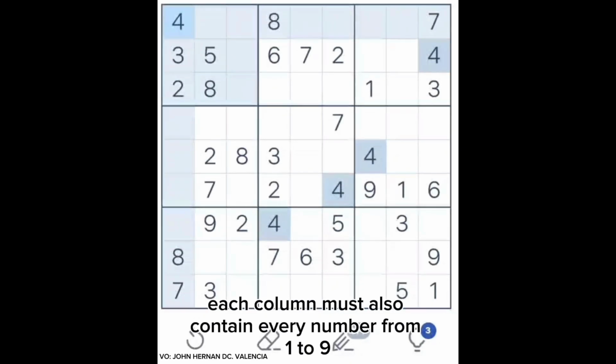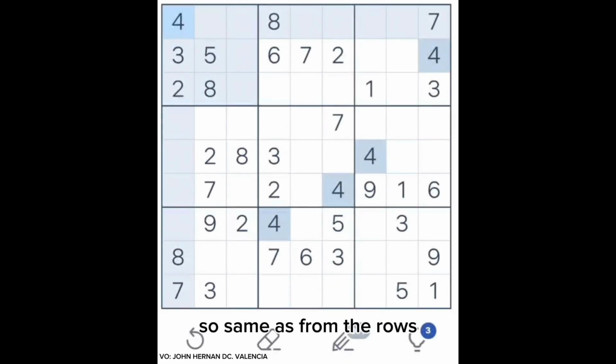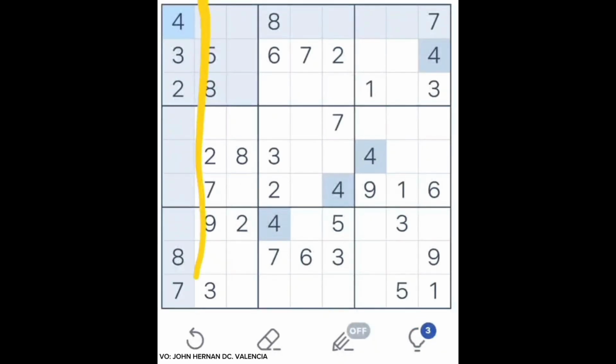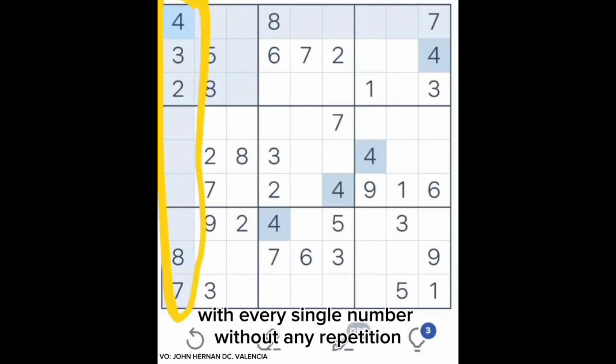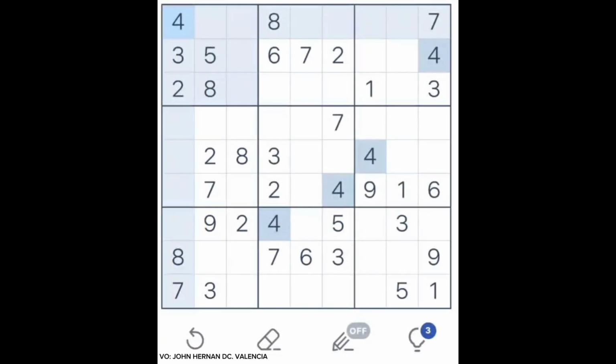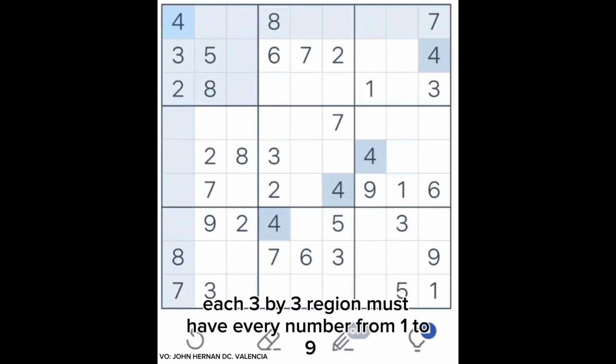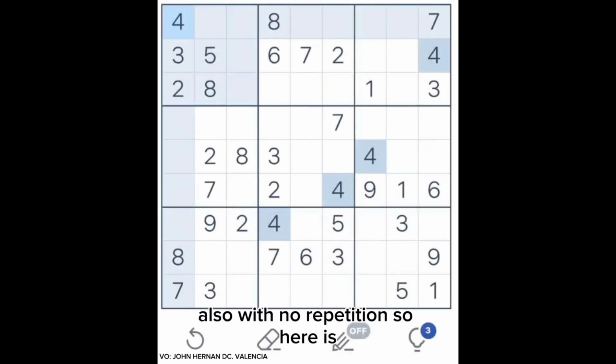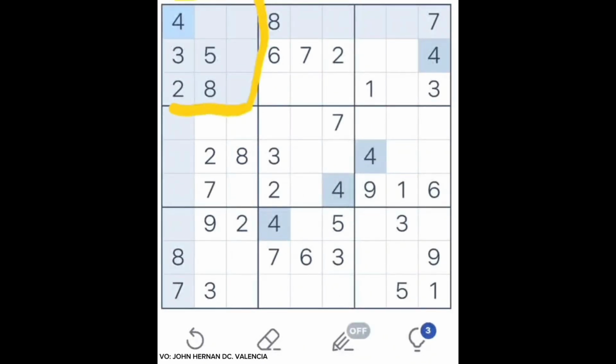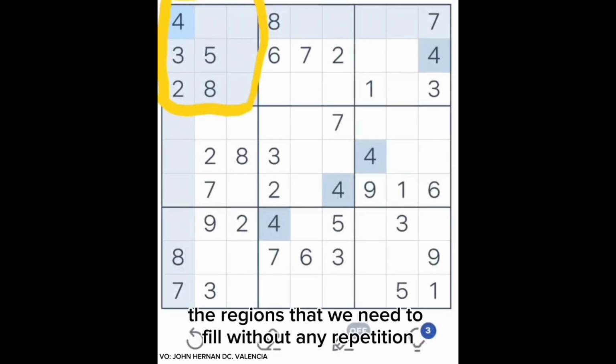Next, each column must also contain every number from 1 to 9. So same as the rows, we need to fill this part with every single number without any repetition. And lastly, each 3 by 3 region must have every number from 1 to 9, also with no repetition. So here are the regions that we need to fill without any repetition.